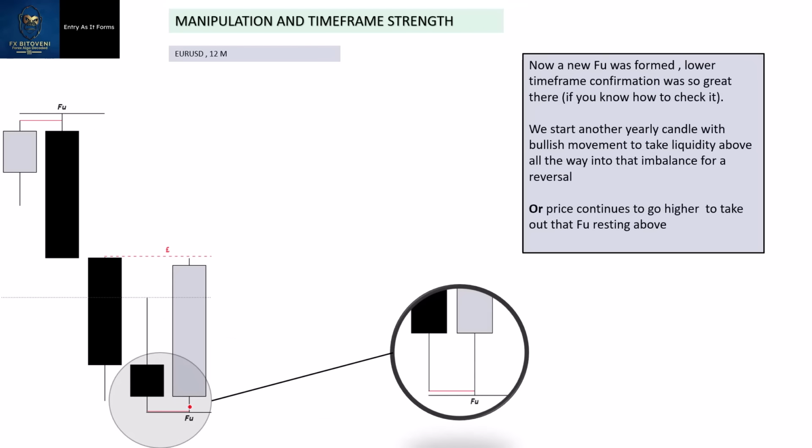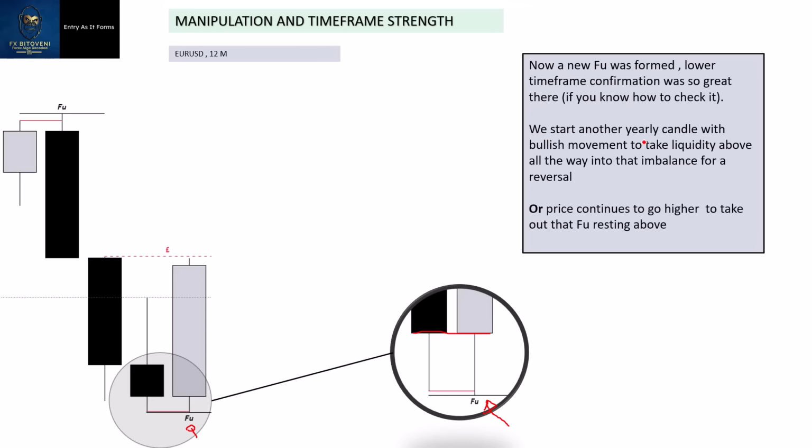After that, we see another patch forming here. If you cannot see it, I try to show you a zoom here. This is a strong FU with a true sell buy support level, right? Can you see that? I'm trying to show you because maybe you are not seeing what is going on here. So now a new FU was formed. Lower time frame confirmation was so great. It was so good there if you know how to check it.